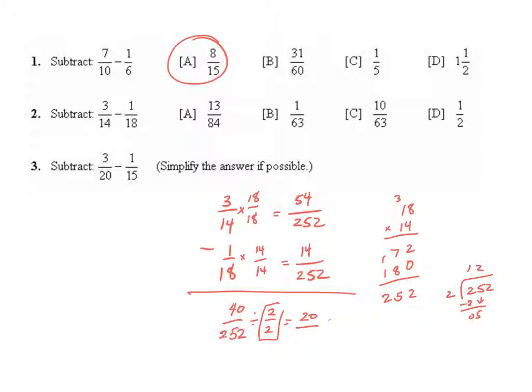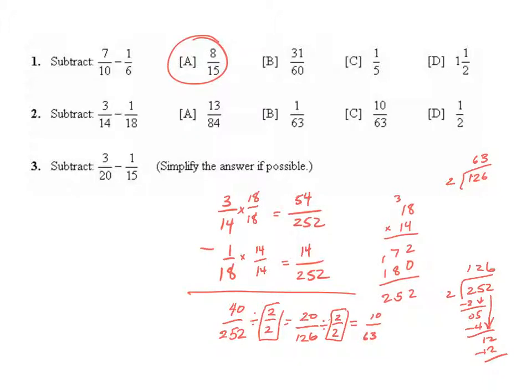2 goes into 5 twice, and then into 12 6 times. So we've got 126. Now, both of these, 20 and 126, are even as well. So we can again divide by 2 over 2. And then we get 10 over. And if you're not sure of what 126 divided by 2 is, go ahead and work it out. But in this case, I can do this in my head fairly easily. It's going to be 63.